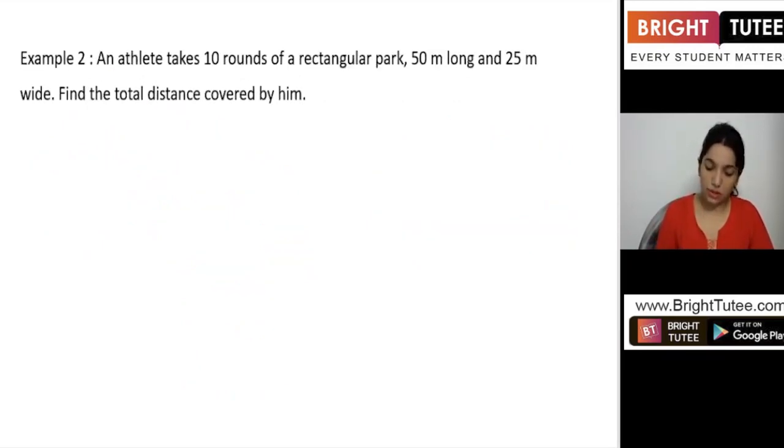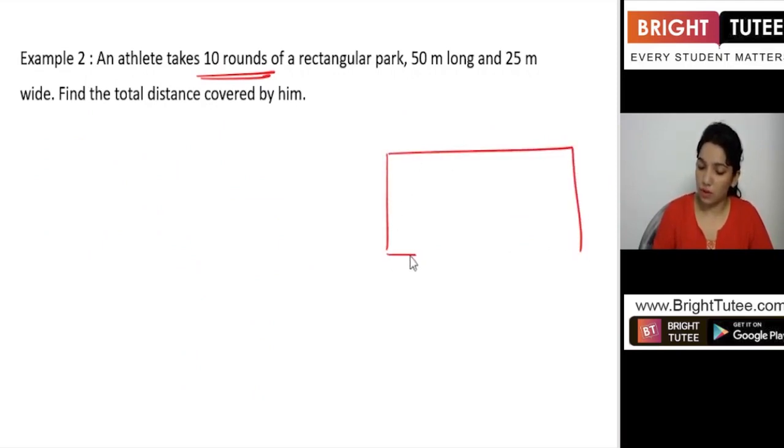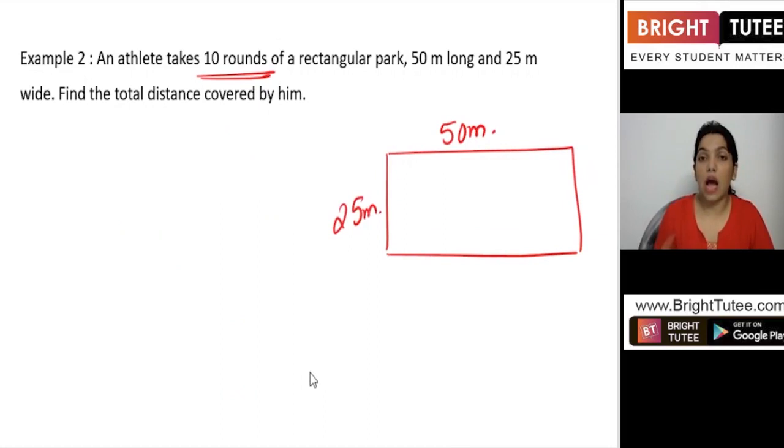Moving to the next question: an athlete takes 10 rounds. This is something very important. 10 rounds of a rectangular park. What is the length and width of this particular park? It is 50 meters long and 25 meters wide.